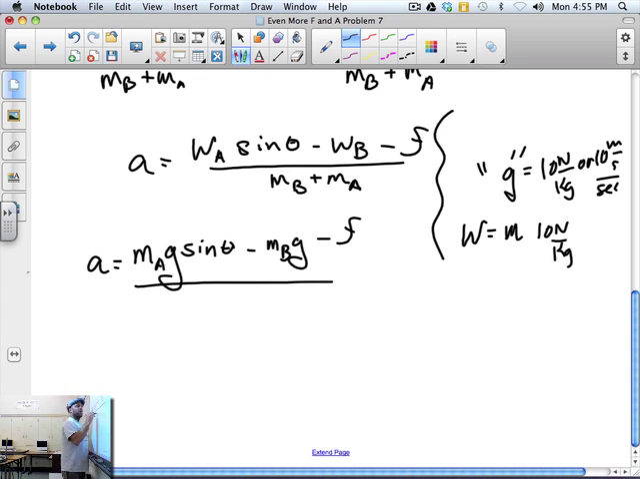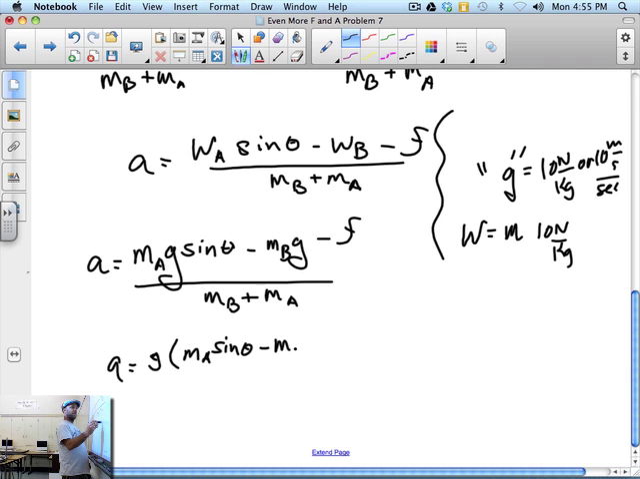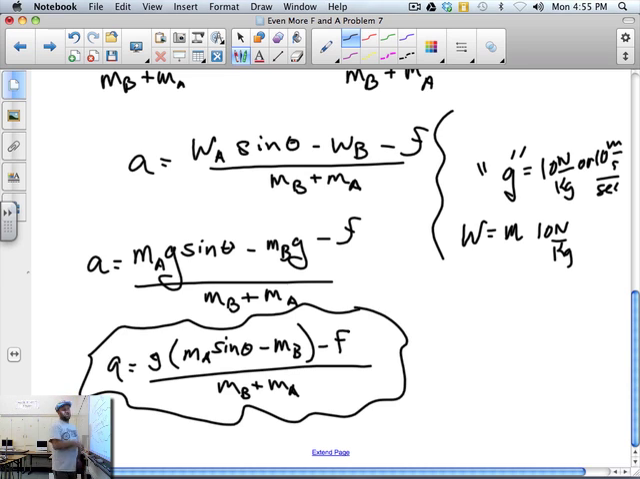All this is over the mass of object B plus mass of object A, right? And then you can get really cute here and just take out my g. Then I got mass of object A sine theta minus mass of object B minus friction. All that is over mass of object B plus mass of object A. So you can check your work by putting the numbers in.